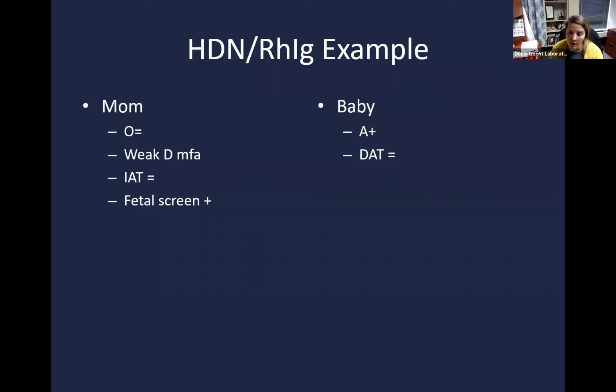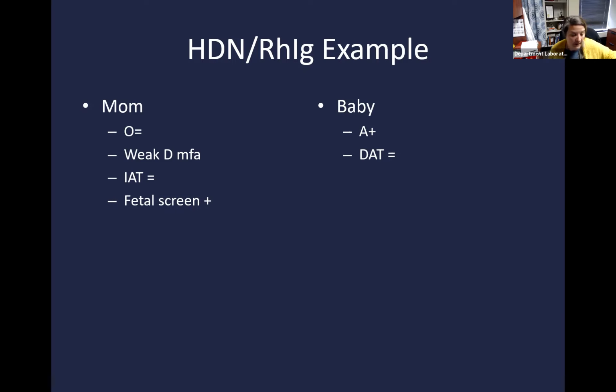The problem there, if mom is Rh negative and is exposed to the D antigen, she could potentially build anti-D, all right? So the problem in this scenario is not baby, okay? Look at baby. Baby is A positive, DAT negative. There is no hemolytic disease of the newborn in this case. The problem is mom, who has experienced a fetal maternal bleed and now has fetal cells in her circulation, has the potential to build that anti-D, all right?